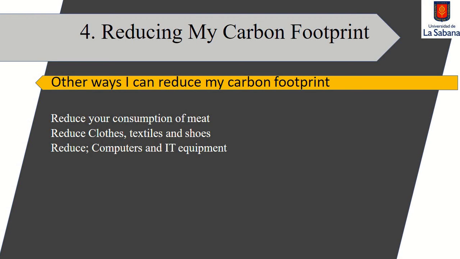Other ways that I can reduce my carbon footprint is to reduce the consumption of meat, reduce clothes, textiles and shoes, and reduce computers and IT equipment. In the first item, I will become a low meat eater due to the recommendations from G. Poore and T. Nemecek, both scientists of Oxford University.